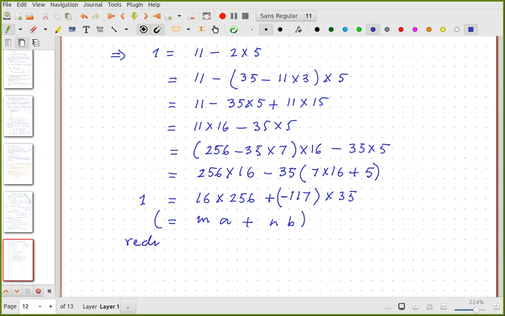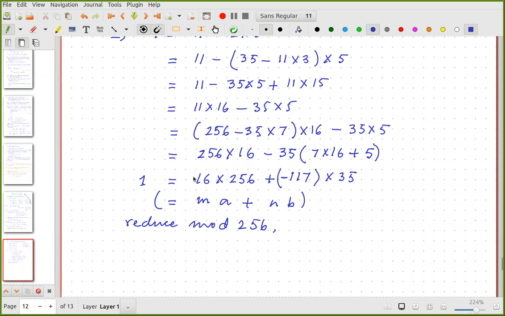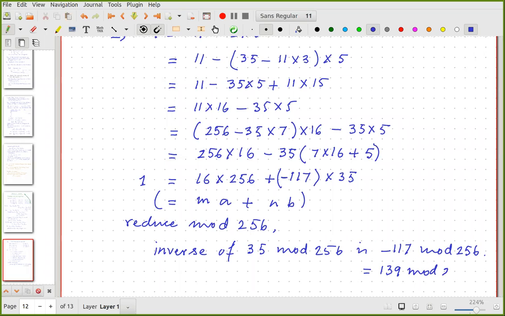Now reduce this last equation mod 256. If you reduce mod 256, then this multiple of 256 is 0 mod 256, and this product is 1 modulo 256. And therefore, the inverse of 35 modulo 256 is minus 117 mod 256, and you can write it as 139 mod 256. These two are just the same.